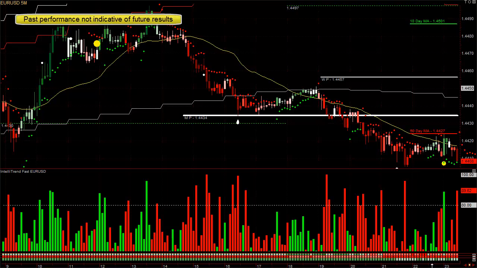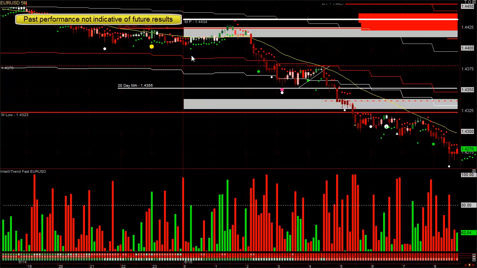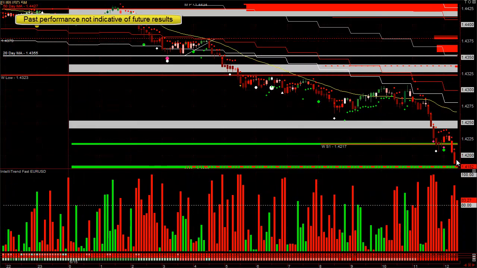But it did an exceptional job of keeping you in the big moves. A 50 or 60 pip move here, another 50 pip move, and a 100 pip move to end the day. Phenomenal.